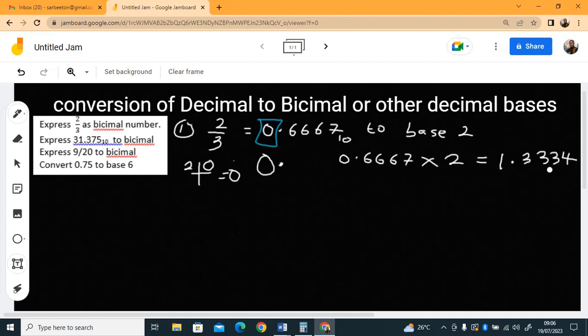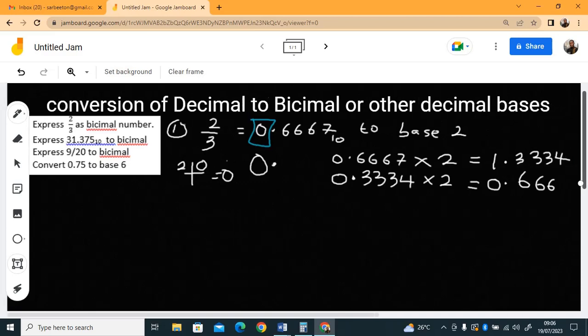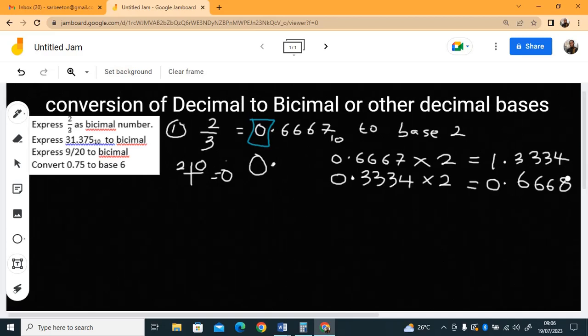Now next one, you're going to take this decimal part. You now have 0.3334. Multiply it again by 2. So when you multiply 0.3334 times 2, that is 0.6668, right? Now you have 0 here. This is a whole number. These are decimal points. From here, multiply again by 2.